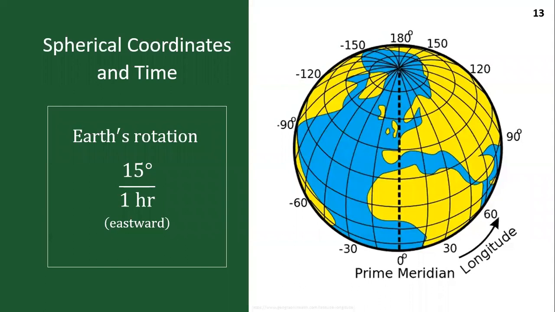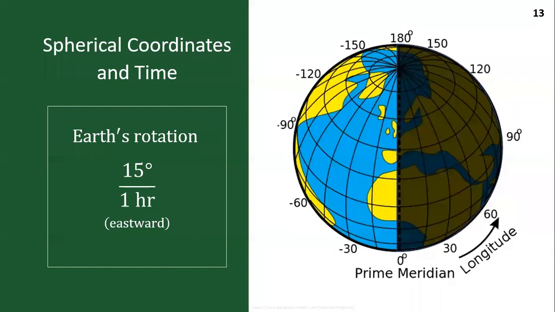Spherical coordinates and time. Coordinates and longitude are based on time. The Earth rotates eastwardly on its axis at a rate of 360 degrees of longitude every 24 hours, or 15 degrees per hour. Thus, time zones on Earth, as well as location, are determined by the speed of rotation. Thus, when people living along the prime meridian, or at 0 degrees longitude, experience local noon, people living along the international date line, or 180 degrees longitude, are experiencing local midnight.